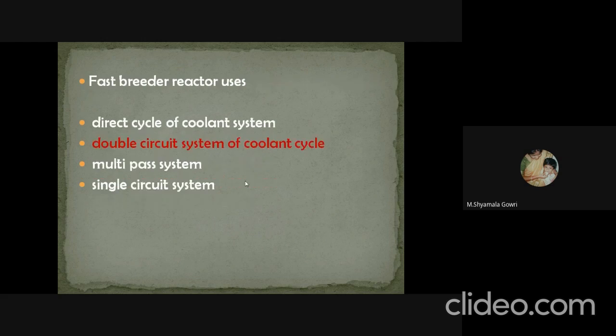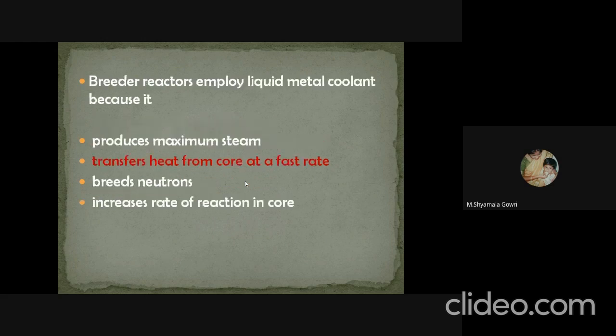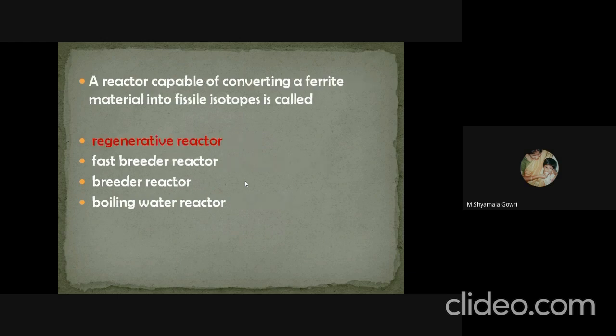Fast breeder reactor uses a double circuit system of Rankine cycle. Breeder reactors employ liquid metal coolant because it transfers heat from the core at a fast rate. A reactor capable of converting a fertile material into fissile isotopes is called a regenerative reactor.